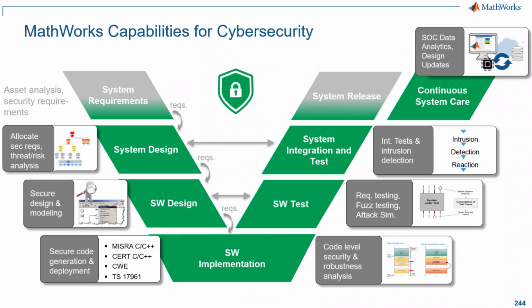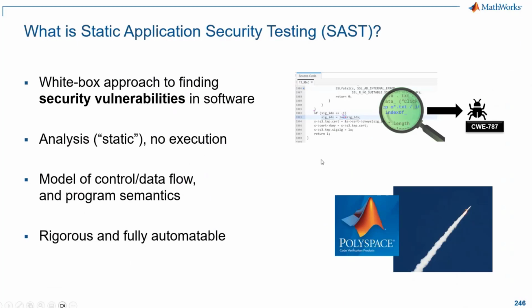But for now, we will just focus on this phase: code level security and robustness analysis. What can MathWorks with Polyspace offer you? So first of all, what is static application security?